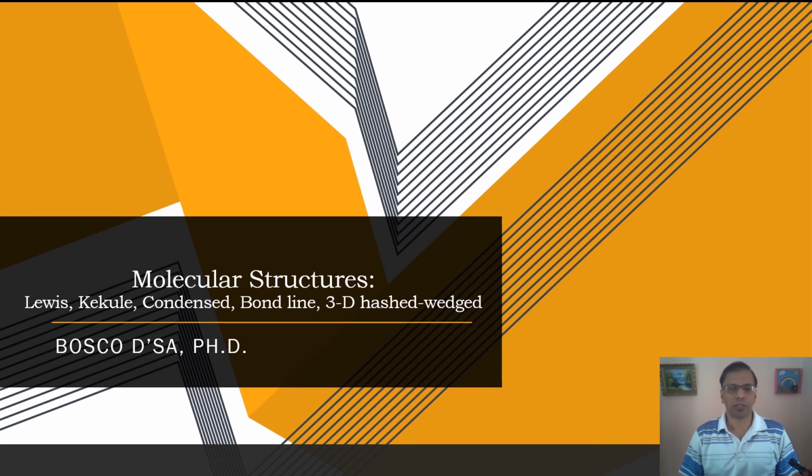Today I'll talk about drawing molecular structures. There are different kinds of molecular structures. You have the Lewis dot structure, the Kekule structure, the condensed structure, the bond line structure, and the 3D hashed and wedged structures.